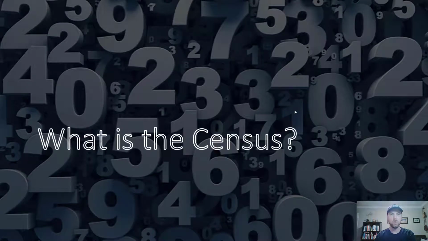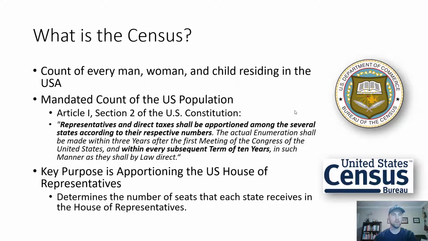First and foremost, what is the census? In one single sentence, the census is a count of every man, woman, and child residing in the United States of America. That is at its core what the census is. Now, obviously, the Bureau is able to take these counts and combine them with other statistical measures and questions to create huge data sets of spatially connected data.